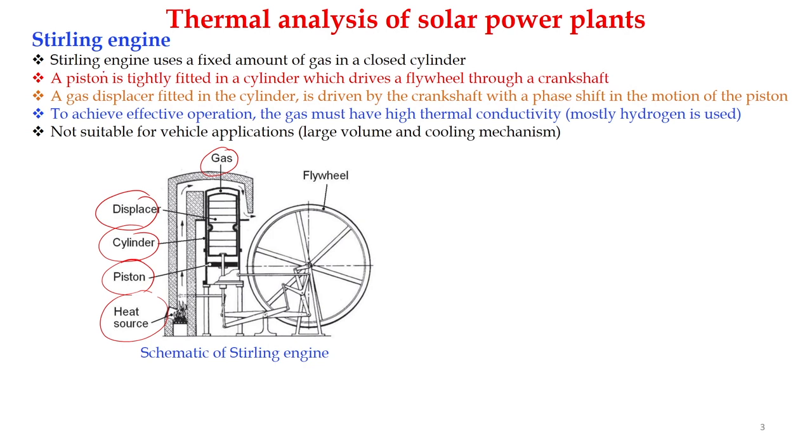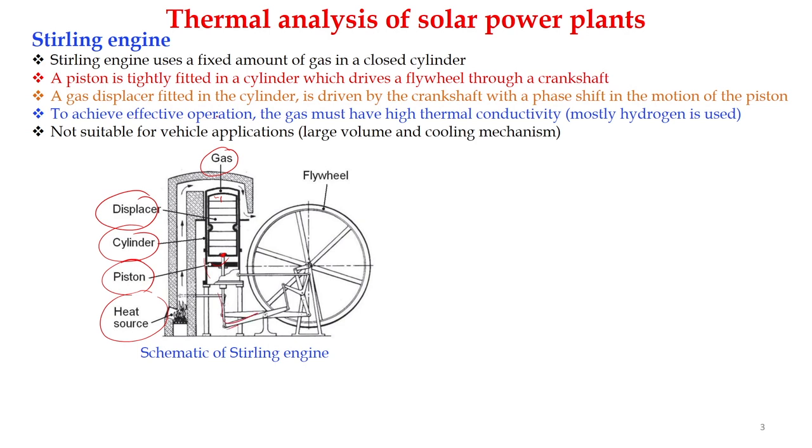That's how the Stirling engine uses a fixed amount of gas in a closed cylinder. So this is the gas and this is the closed cylinder. A piston is tightly fitted in the cylinder, which drives a flywheel through a crankshaft. We have the crankshaft here.